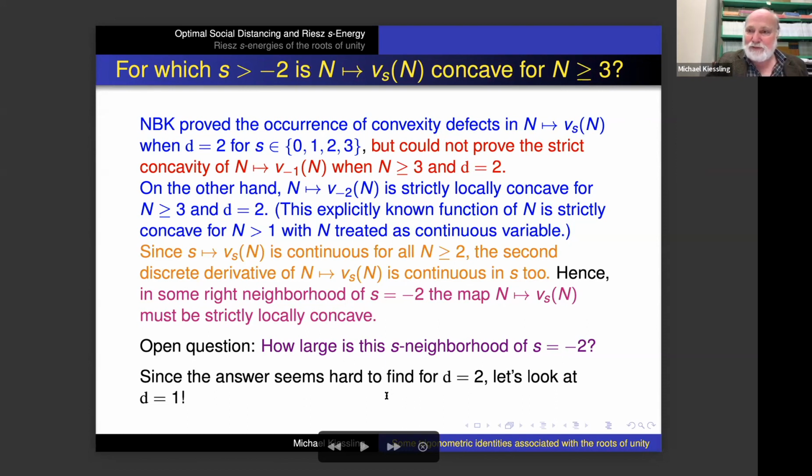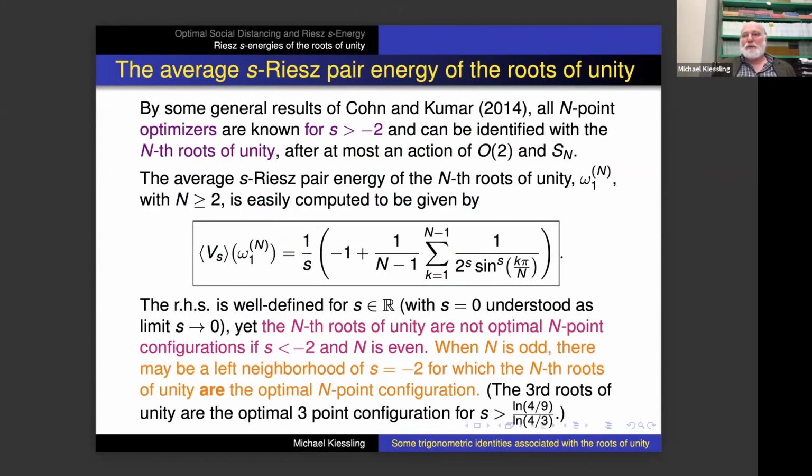And now part 2 of my talk, that was all introduction, right? So now comes the roots of unity. I mentioned before the work of Kuijlaars and Saff, and all endpoint optimizers are known for s bigger than -2 and can be identified with the nth roots of unity on the unit circle, right? So it's up to rotation on the unit circle and maybe permutation of your indices.